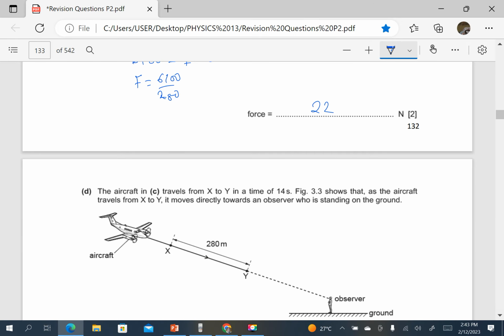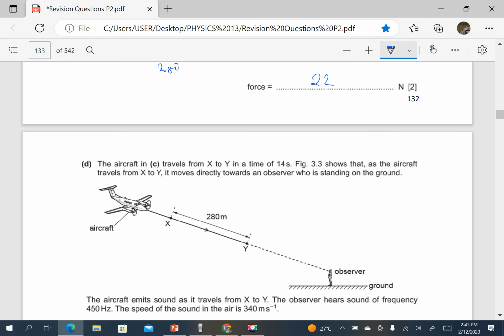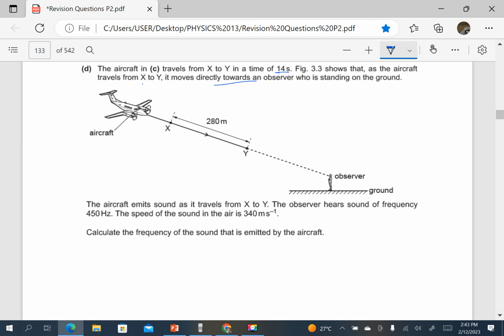The aircraft in C travels from X to Y in a time of 14 seconds. The figure shows that as the aircraft travels from X to Y, it moves directly towards an observer who is standing on the ground. The aircraft emits sound as it travels from X to Y.